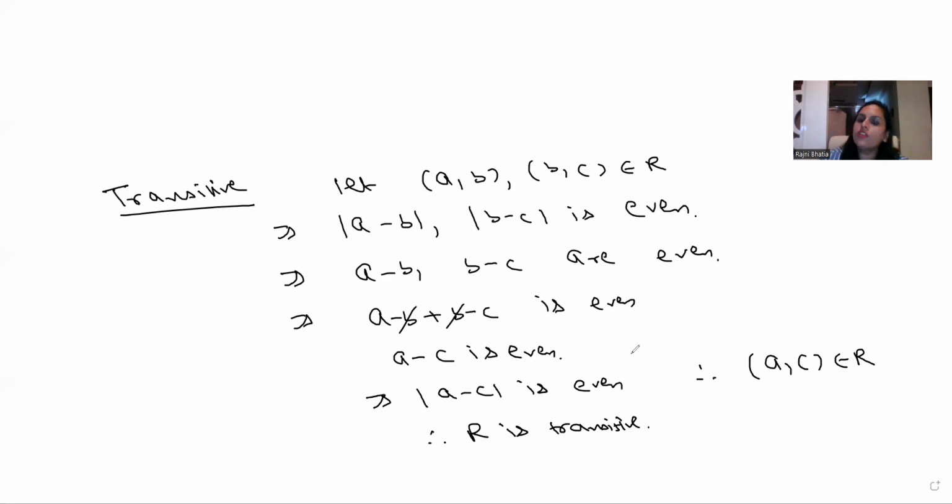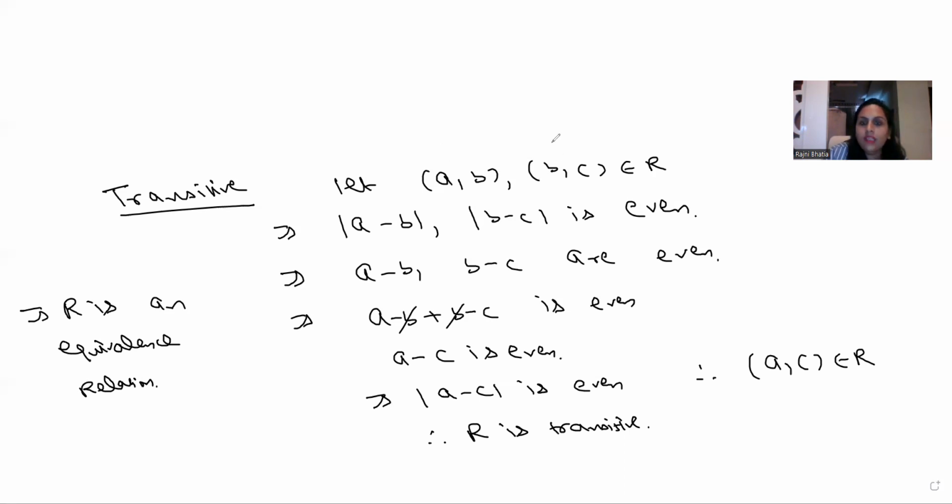And therefore modulus of A minus C is even. And so we can conclude that (A, C) also belongs to R. And hence our given relation is transitive. So we can say that the relation R is an equivalence relation.